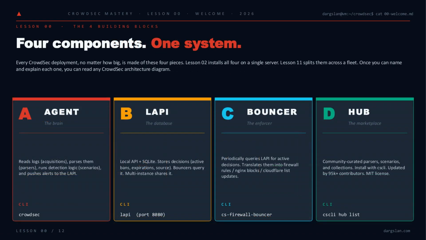So let's put names on those pieces. 4 components, 1 system. The agent is the brain. It reads your logs, parses them, and decides when something looks like an attack. LAPI is the database layer, a local API backed by SQLite that holds every active decision. The bouncer is the enforcer, polling LAPI and turning decisions into real firewall rules or Nginx blocks. And the hub is the marketplace, community-curated parsers and scenarios you pull in with cscli. Brain, database, enforcer, marketplace. Memorize those 4 words, and every diagram from here on reads itself.